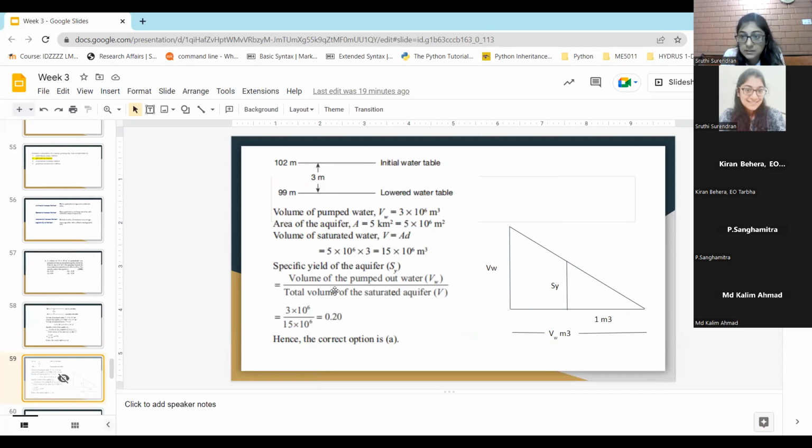I don't know if it makes sense to you. Is there anyone who's not able to understand this part? Specific yield is the volume of the water per unit volume of the aquifer. So SY is the volume of the water that flows out by gravity for a unit meter cube of the aquifer. Then we know the total volume of the aquifer and the amount of water that is being pumped out. From these data, this is how the specific yield will be calculated.